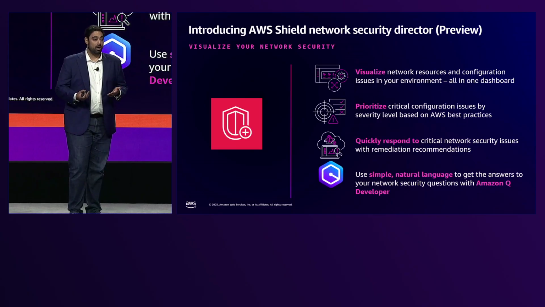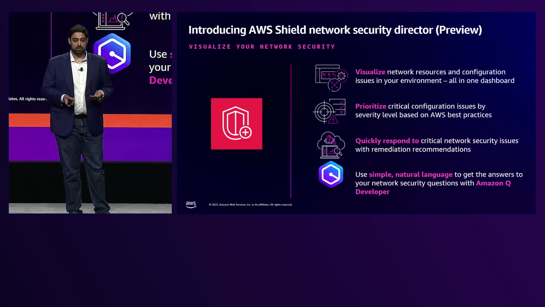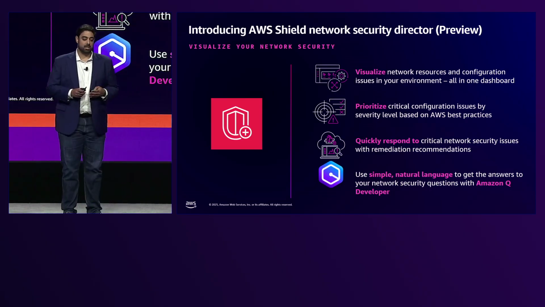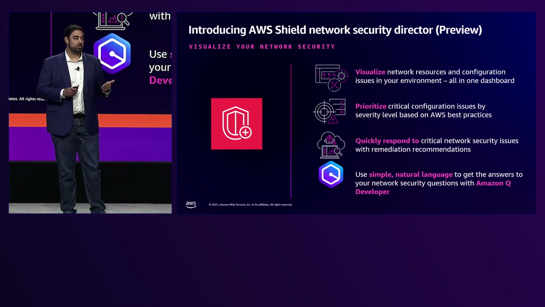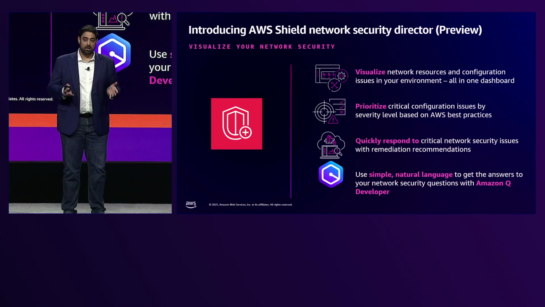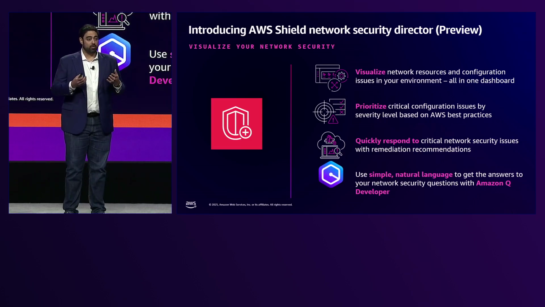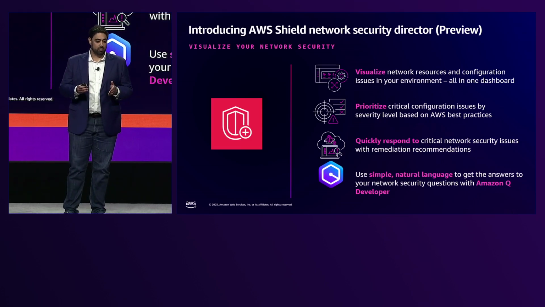And with that, we have a solution that we launched yesterday in preview, which is AWS Shield Network Security Director. And it does 4 key things to keep in mind here. One is visualization of your network. Identify resources within an account, understand how they are connected together, how they are related to each other, and give you an idea of overall, what do you even have to begin with.